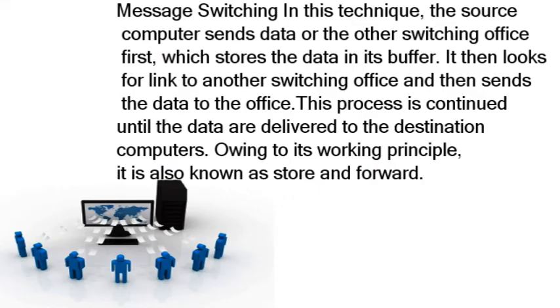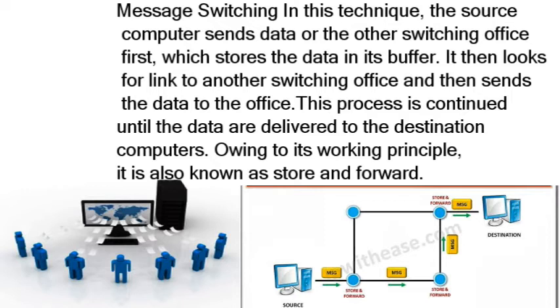The next kind of switching technique is message switching. In this technique, the source computer sends data or a message to the switching office first, which stores the data in a buffer. In the previous case, we were creating a physical connection. But in this case, it is not creating a physical connection; instead, first of all, it stores the data in the buffer. It then looks for a free link to another switching office and sends that data to the desired office. This process is continued until the message is delivered to the destination.